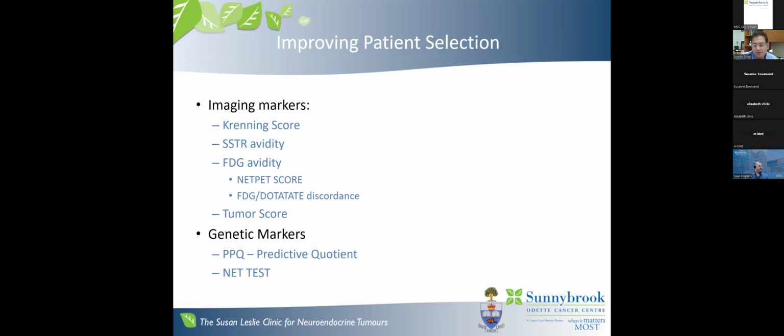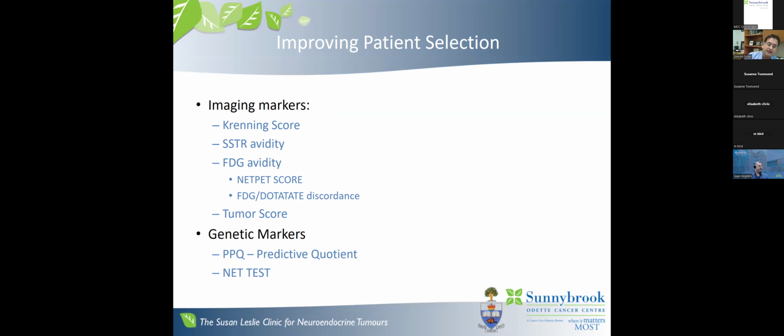So how can we improve patient selection here moving forward? Well, there's different imaging as well as genetic markers that can be used. From an imaging point of view, we continue to look at the Krenning score, and Sten is presenting at SNMMI, specifically correlating between Krenning score and the result of the PRRT in the NETTER-2 study to show that the higher the level of Krenning score, the better the results that we got in that study. There's SSTR avidity, which we may be able to measure quantitatively.